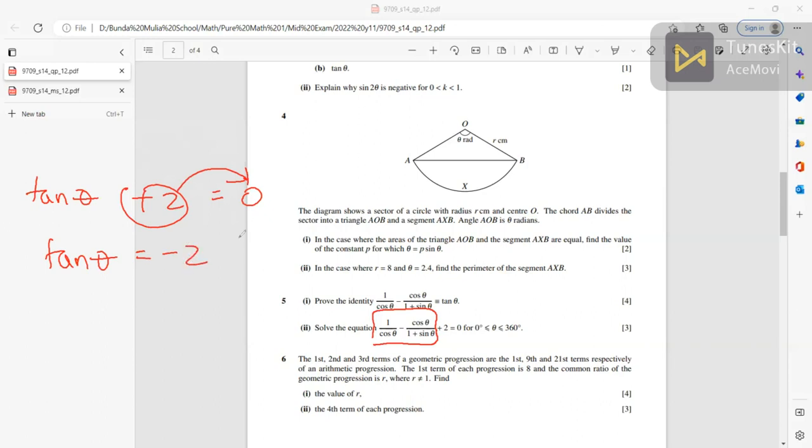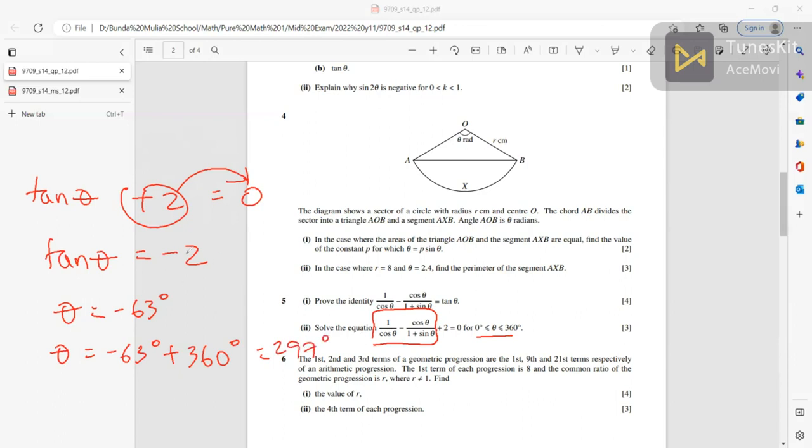So if we use the calculator, the theta will be minus 63 degree. So this is minus. Our range for the theta is from 0 until 360 degree only. So we have to make it become positive by plus 360 degree, one circle. So we have 360 minus 63, 297 degree.